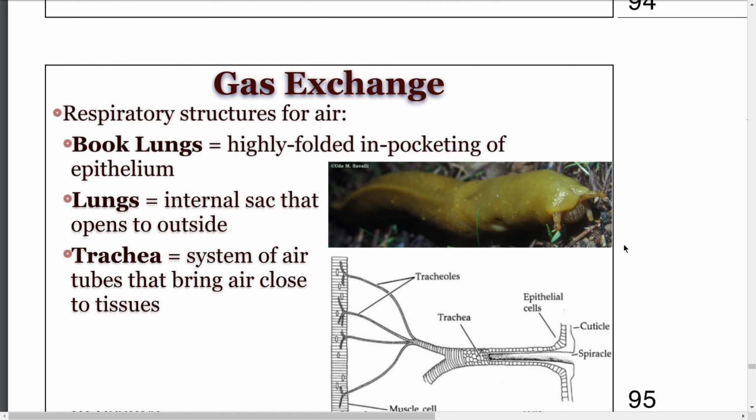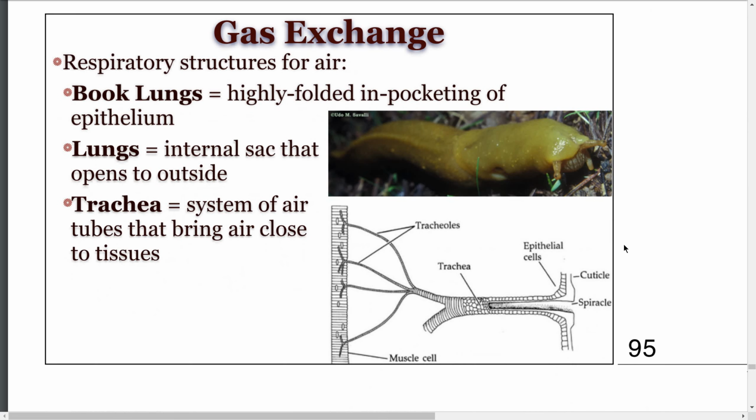So you need to change those internal structures. For invertebrates, there are three basic air-breathing respiratory structures. There are book lungs, regular lungs, and trachea.